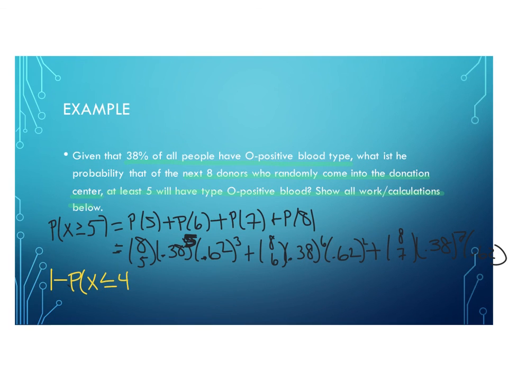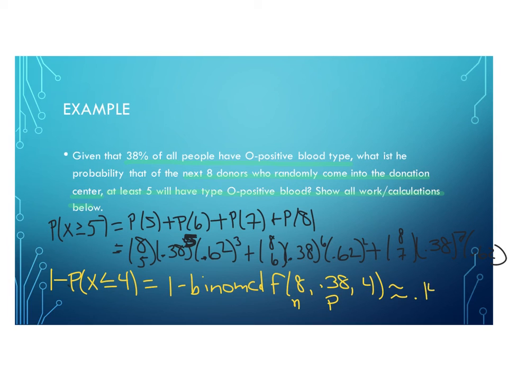Or what you could do is 1 minus the probability of x is less than or equal to 4, and that would be 4 or fewer, and we can use that 1 minus that binomcdf. And we have our 8, we have our 0.38, and we have our 4, and we label our n and our p, and it will give you the same answer of 0.1443. And that's it. You're ready for practice. The end.